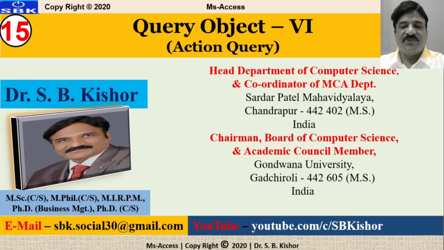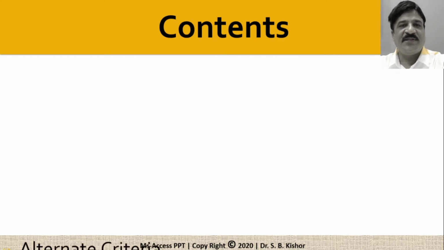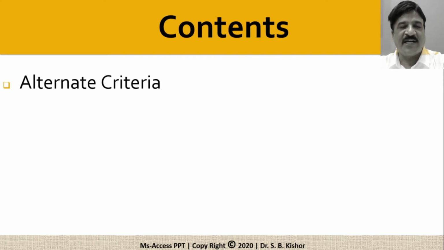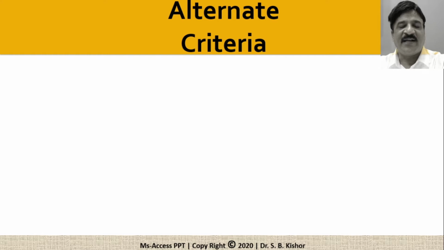In today's session, we will discuss the action query. In the last session, we discussed parameter query, cross-tab query, and the importance of SQL query. Today we are going to discuss the alternate criteria, followed by action query and types of action query. So what is alternate criteria?